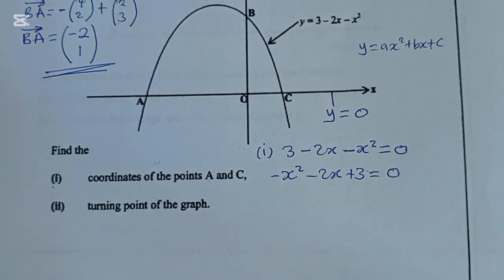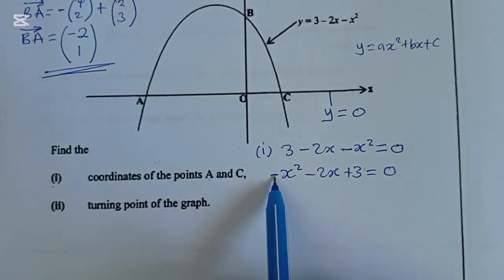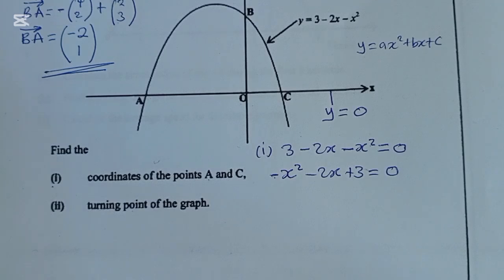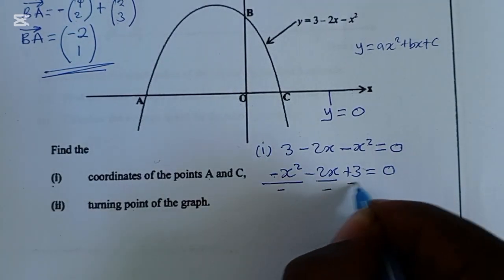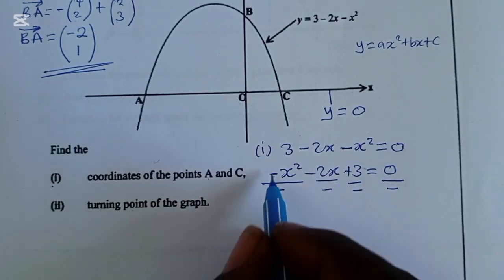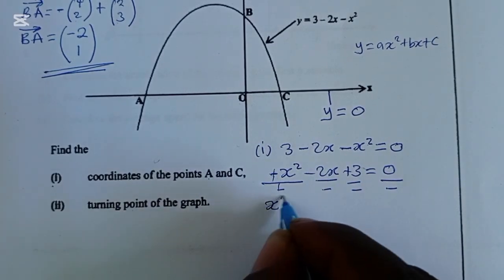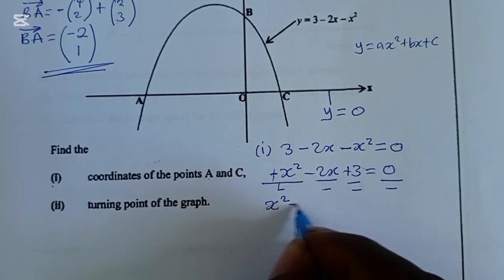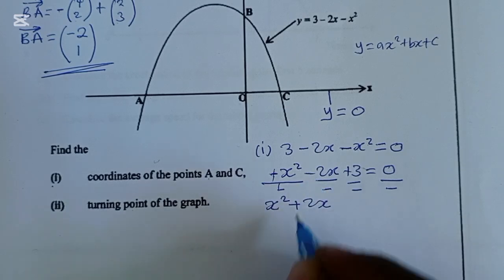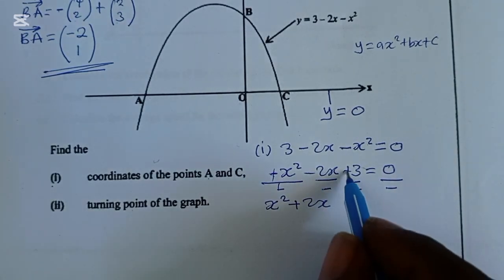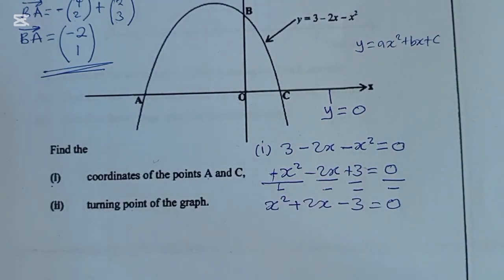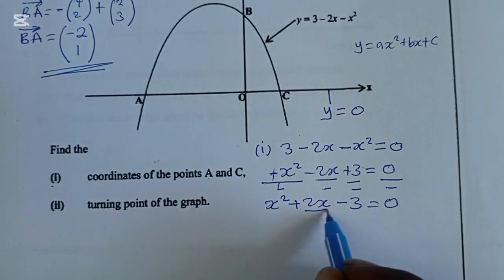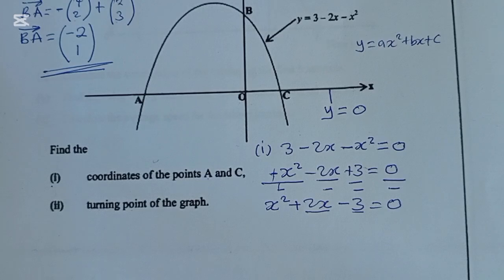So what I would do is I'll divide throughout by negative so that I remain with x squared. So over negative, over negative, over negative. Negative, negative is positive, so it will be positive x squared. Negative into negative is positive, so positive 2x. Negative into positive is negative, so negative 3 is equal to 0. And then from there, I'm going to factorize. So this is the sum and this is the product.